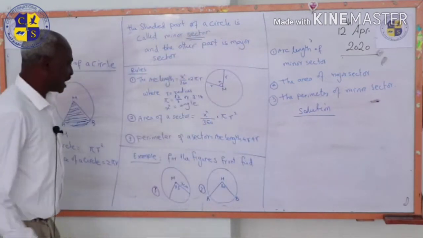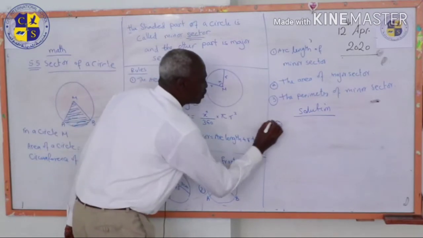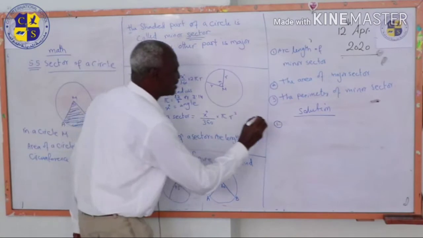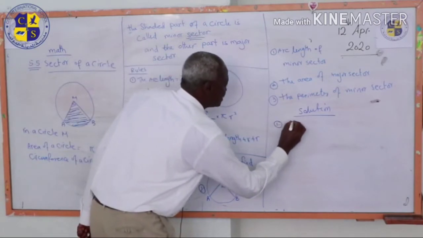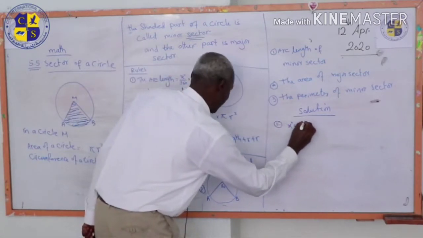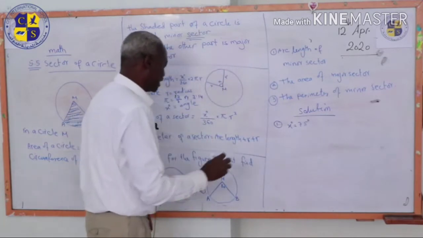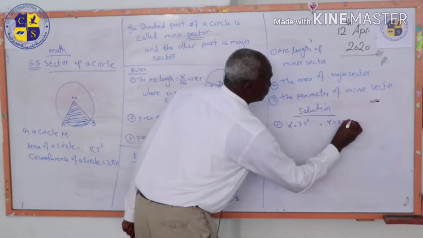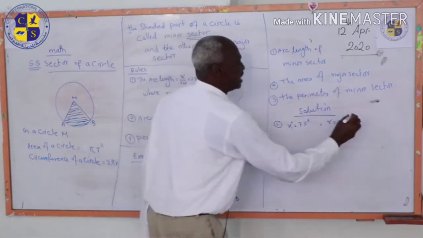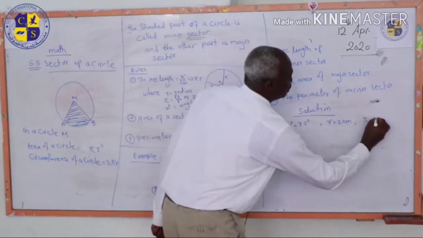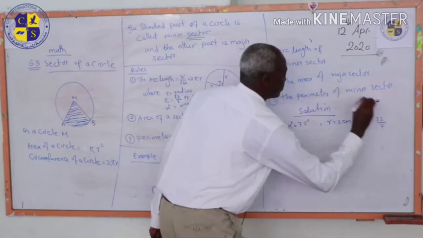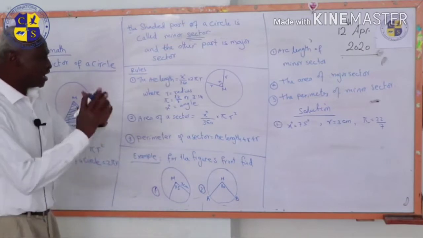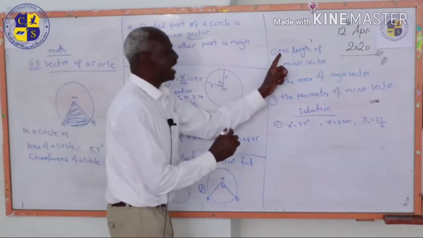For the first one, you have to take out what is given and then apply the rule. We have x equal to what? X is equal to 75 and r equal to 3 centimeters. What is pi? Take pi equal to 22/7. This is given in figure 1. If you want to apply the rule, find the arc length.